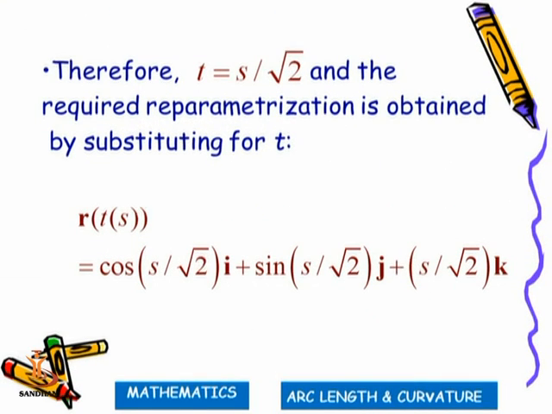Therefore t equals s by root 2, and the required reparametrization is what? Substitute the value of t in r. So r(t) is cos t, where the value of t is s by root 2. So we substitute here: cos(s/root 2) i + sin(s/root 2) j + (s/root 2) k.